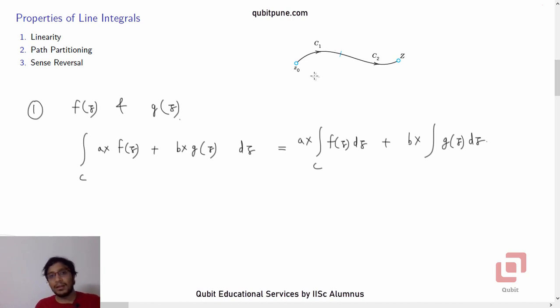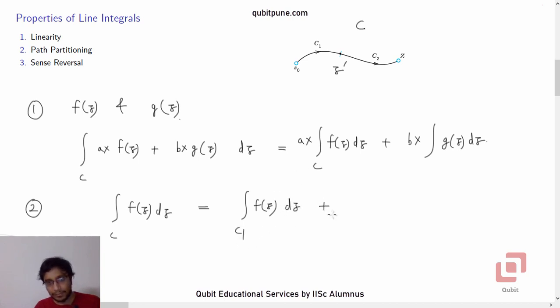Property number 2 is the path partitioning property, and for this we will need this figure. Consider a curve C which starts at z0 and ends at z, and suppose we are interested in finding the integral of f of z along this curve C. We may partition the curve; let's call this point z prime. We may now integrate f of z from z0 to z prime along the curve C1, plus the integral of the same function f of z with respect to z along the curve C2 from z prime to z.